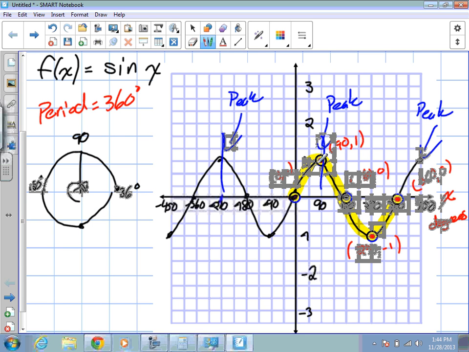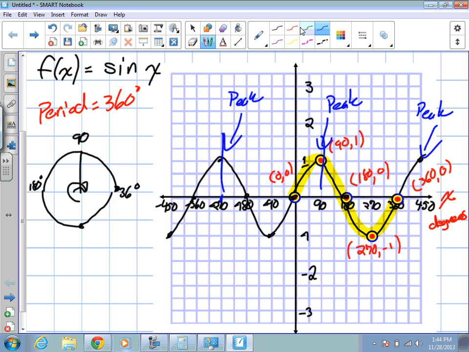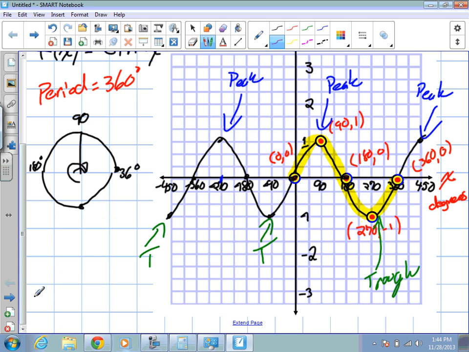What about our trough, or our lowest point? Yeah, our 270 is our trough. How often does that reoccur? That's right, every 360 degrees. It's the exact same pattern all the way through. How do we calculate the range of this function? Yeah, we subtract the trough from the peak. So our range is equal to the peak subtract the trough. So what is the value of our peak?